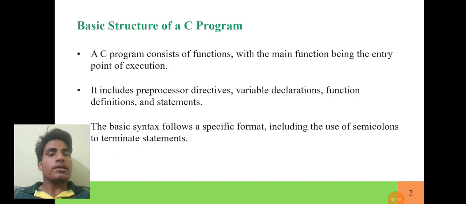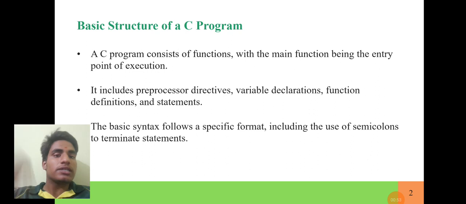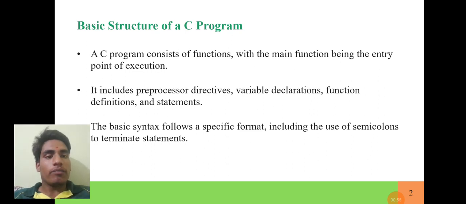A C program consists of functions. Basic structure of C programming. A C program consists of functions with the main function being the entry point of the execution. It includes the preprocessor directives, variable declarations, function definitions, and statements. The basic syntax follows a specific format. It includes the use of semicolons to terminate the statements.